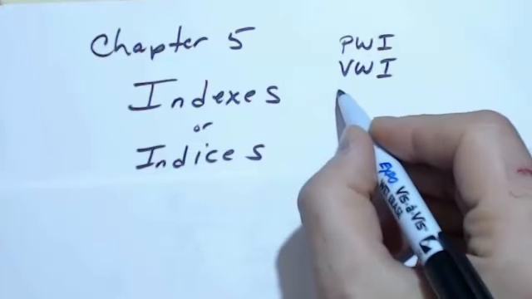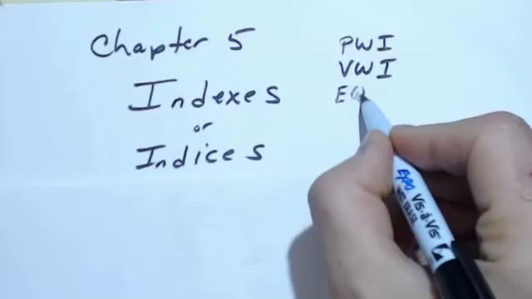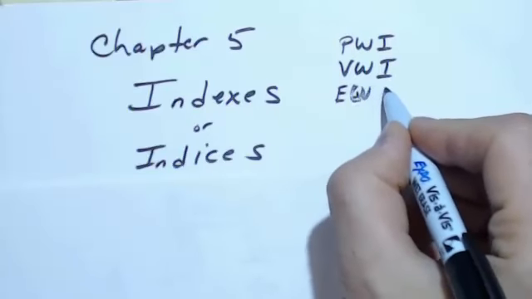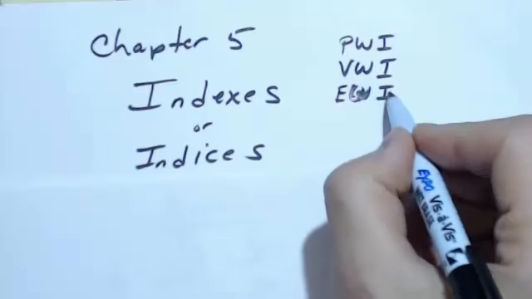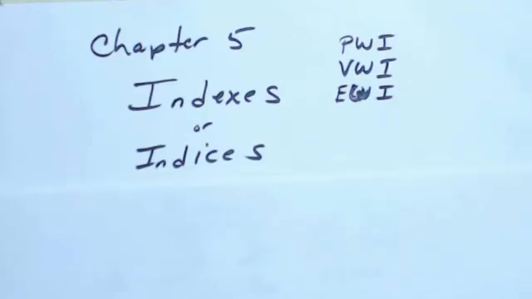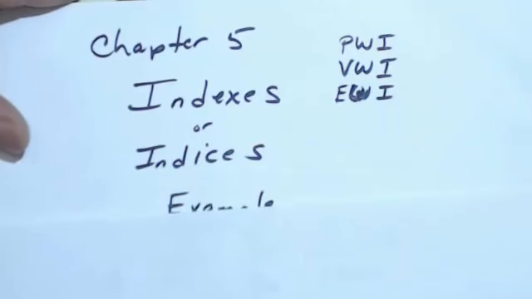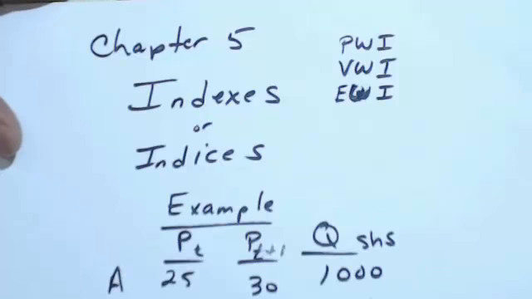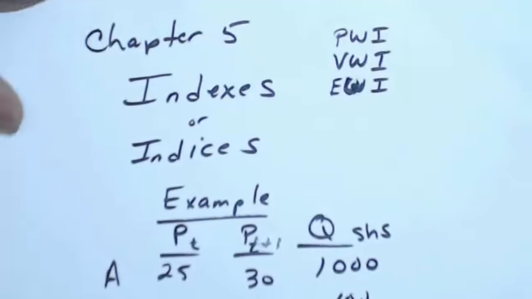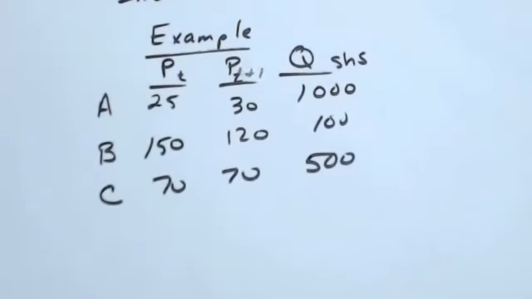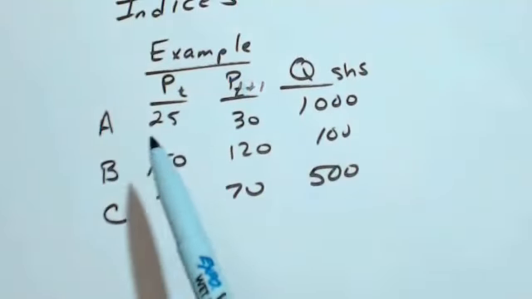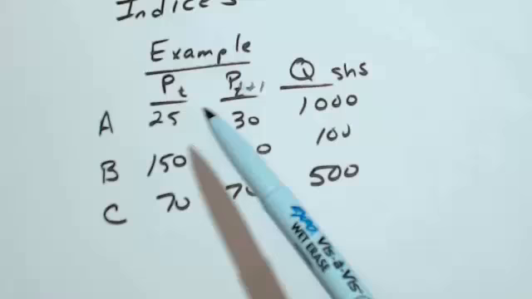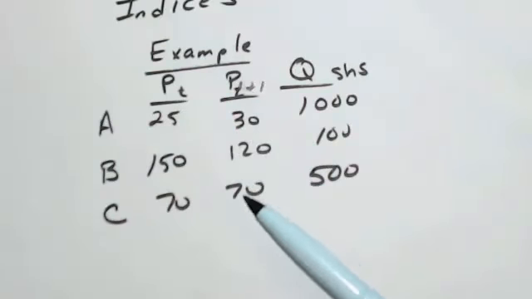We'll also look, for comparative purposes, at equal weighted indexes, EWI. Now, in order to make the material here more concrete, I made up an example. We're going to have an index, and we're going to assume that the index is made up of just 3 stocks.